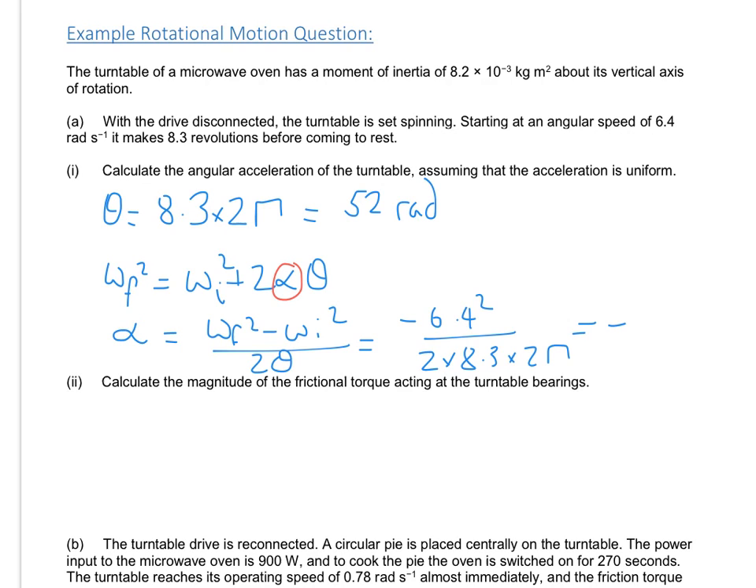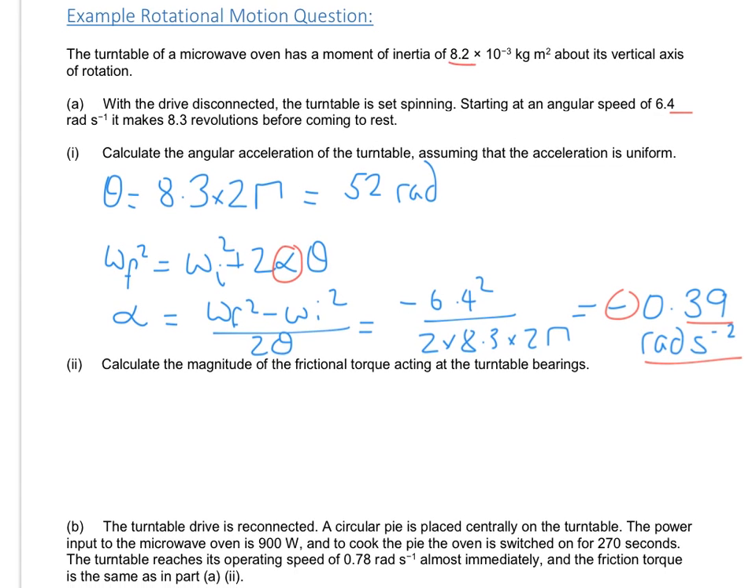minus 0.39 radians seconds to the minus 2, which is your unit there. So key thing, it's decelerating where it has negative acceleration, so we'd expect to be seeing the minus sign there, which is good. And we've got two significant figures here, we've got 2 here and 2 here, so that makes sense as well. And we've got our unit radians seconds to the minus 2, so we've got all the checks we can do to make sure we've got that correct.